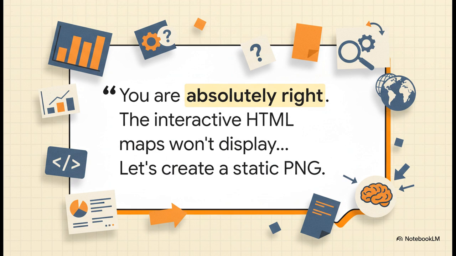It doesn't just give you an error. It actually says, "You are absolutely right," admits it can't do it, explains why, and then immediately pivots to a solution: "Let's make a static PNG version instead." So a failure becomes a lesson. It's showing you the edges of its own capabilities, which is super valuable.